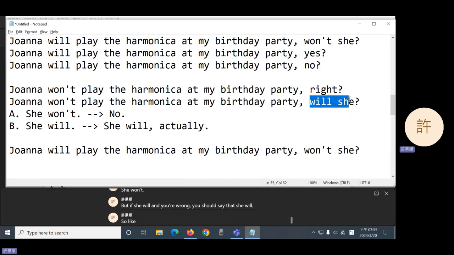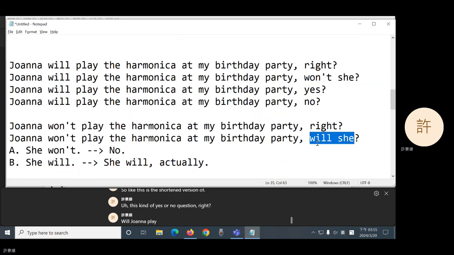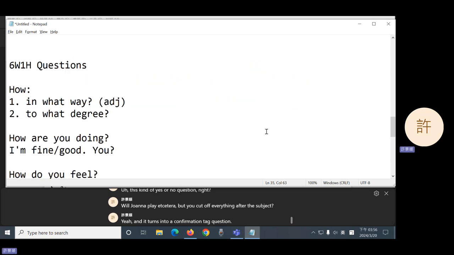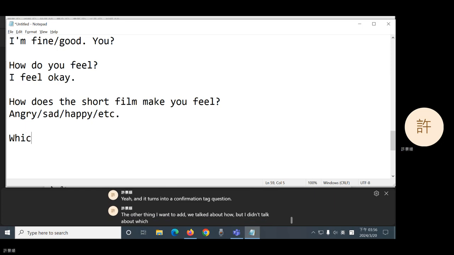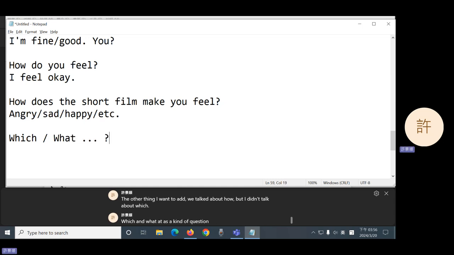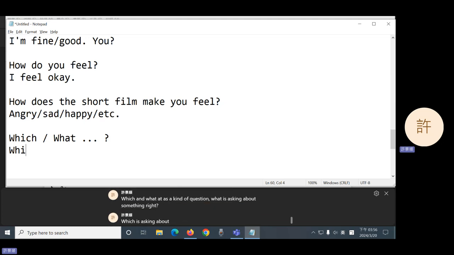So this is a shortened version of this kind of yes or no question, right? Will Joanna play, etc. But you cut off everything after the subject. And it turns into a confirmation tag question. The other thing I want to add, we talked about how, but I didn't talk about which. Which and what as a kind of question. What is asking about something, right? Which is asking about something with options.